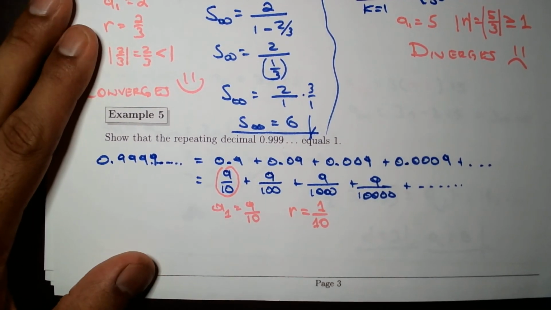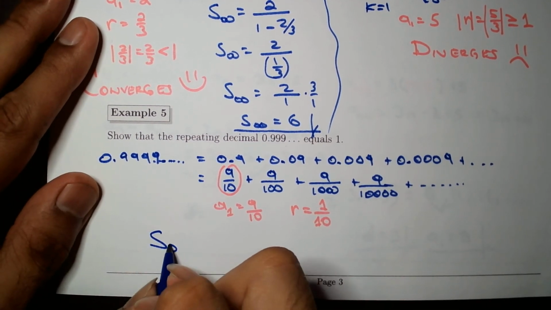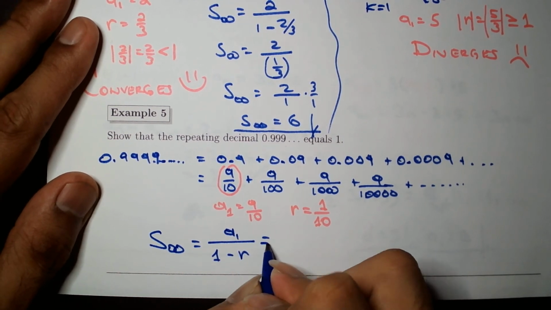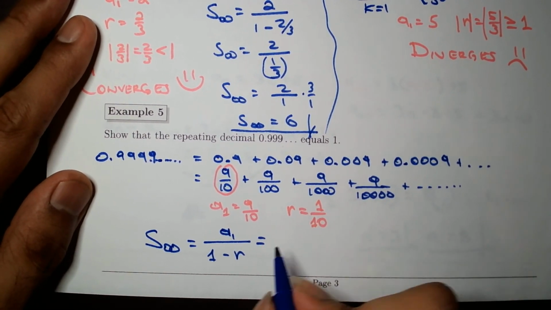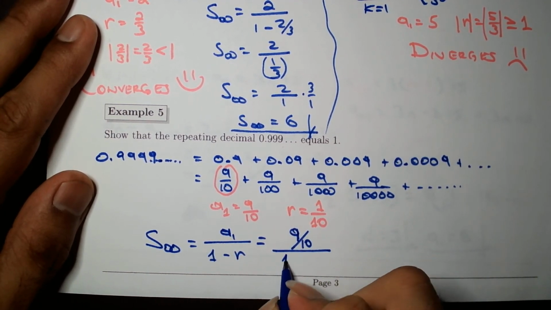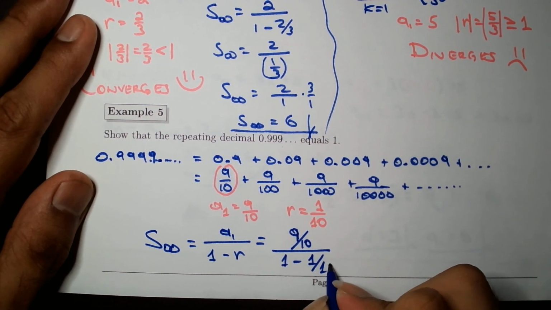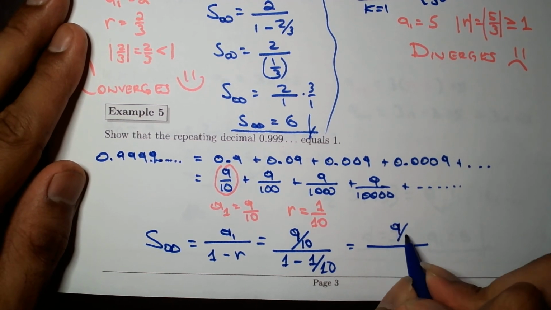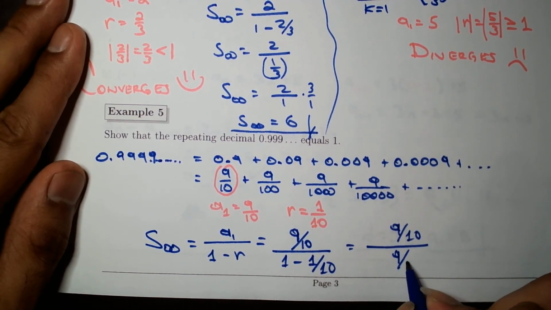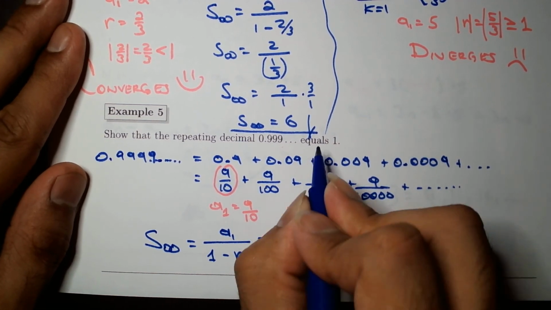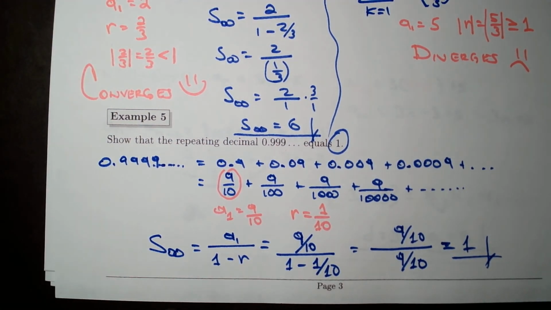So let's use the formula S sub infinity, the first term over 1 minus the common ratio. In this case, the first term, 9 over 10, divided by 1 minus 1 over 10. But what is 1 minus 1/10? Isn't it 9/10? And 9/10 over 9/10, isn't that equal to 1? Which is what we wanted to show, that this repeating decimal equals 1.